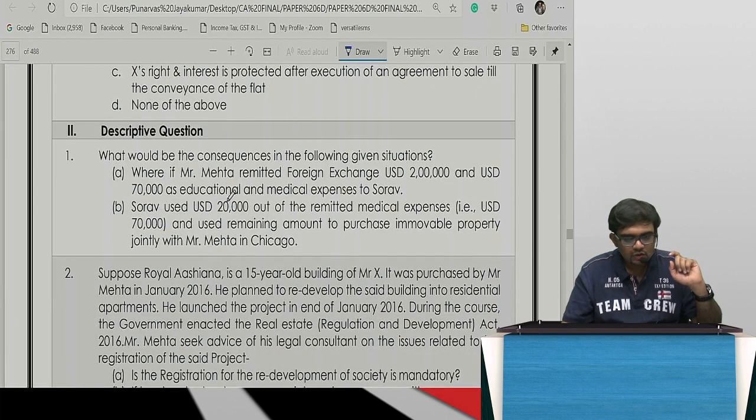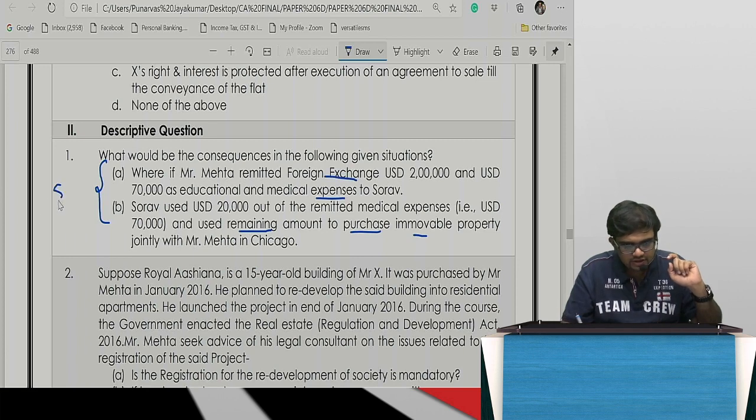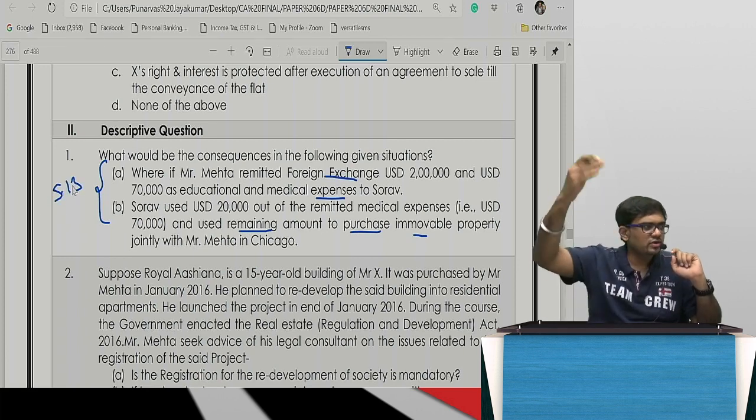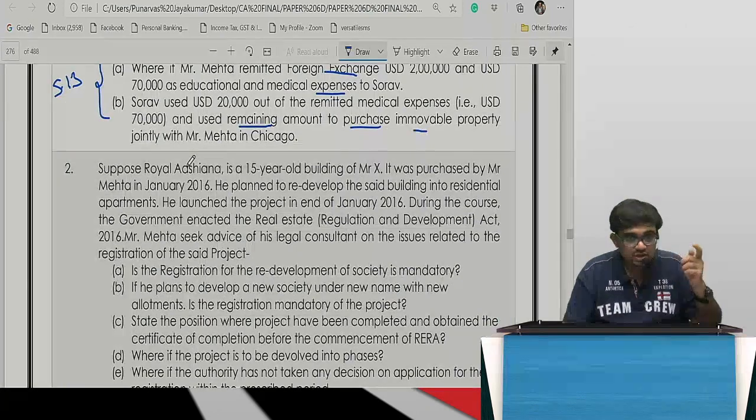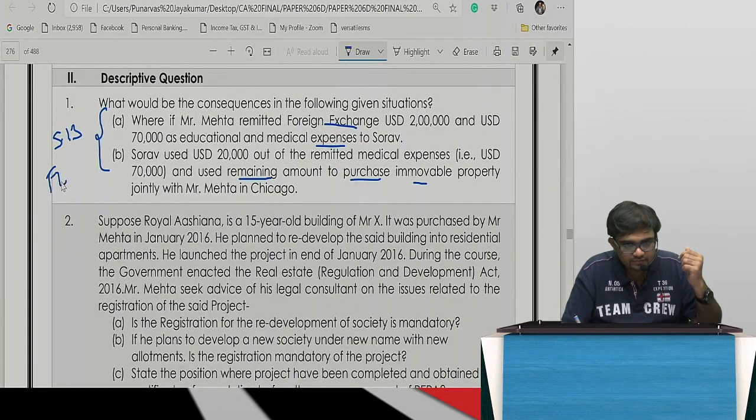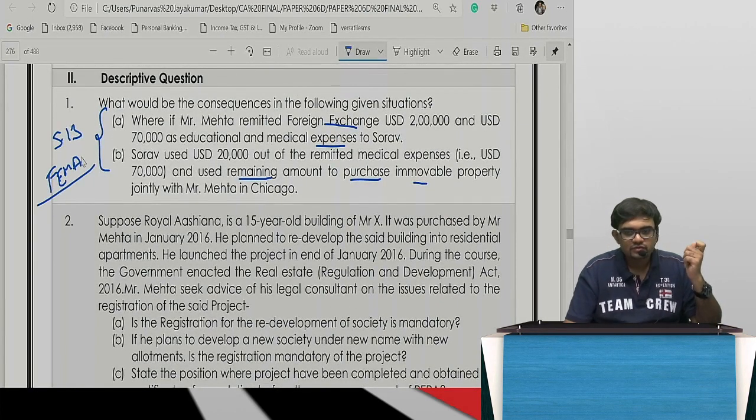Then, what would be the consequences in the following things? Here they are again talking about penalty only. Remaining penalty, so section 13, 13(1)(a), 13(1)(b), all that comes under these penalty provisions. This is of which one, guys? FEMA. FEMA provisions.